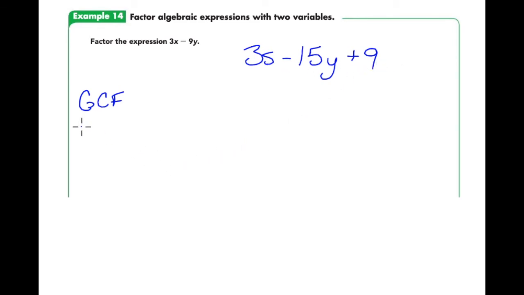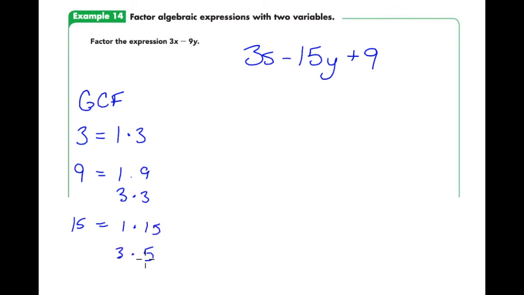I'll start with 3, and to get 3 we have 1 times 3. Then we'll go to 9. To get 9 we have 1 and 9, and then 3 times 3. And then for 15 we have 1 times 15, 3 times 5, and that would be it. So again, in this example, our greatest common factor is again 3. So I'm going to pull out the 3. That'll be on the outside of our parentheses.